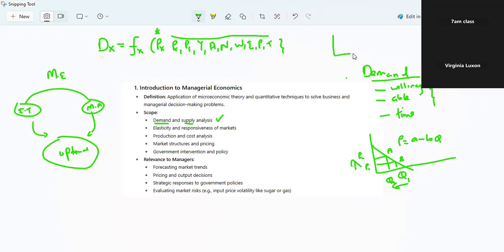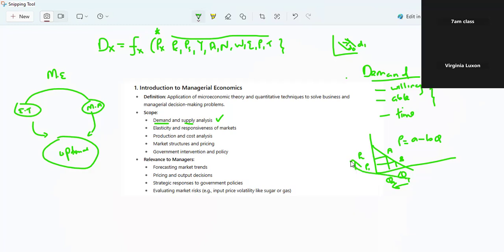And the shift looks like this. We can shift to the right, from D0, where D0 means the initial demand, to D1. What causes a shift to the right is an increase in income, an increase in tastes, an increase in population. All these are causing a shift, or an increase in demand. So these movements to the right are caused by the other factors besides price. Only price causes a movement along.